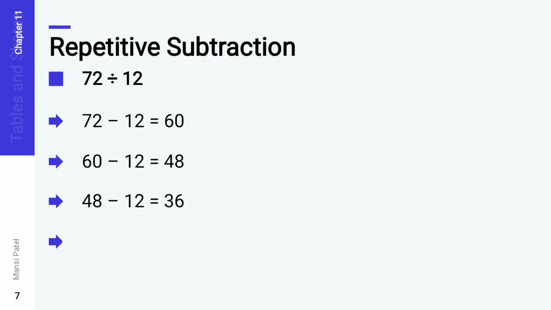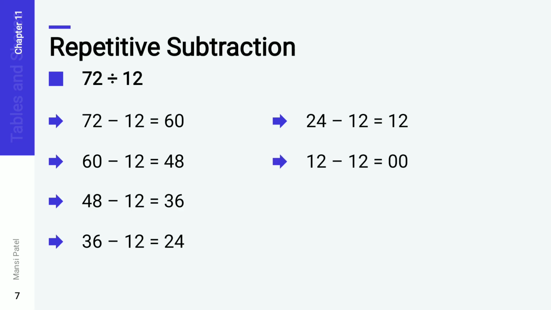Now again from this 36 you have to subtract 12. 36 minus 12 is 24. Now from this 24 you have to subtract 12. 24 minus 12, again your answer is 12. Now 12 minus 12 is equal to 0. Now see here, you are getting 0. Yes. Now you just have to count it.